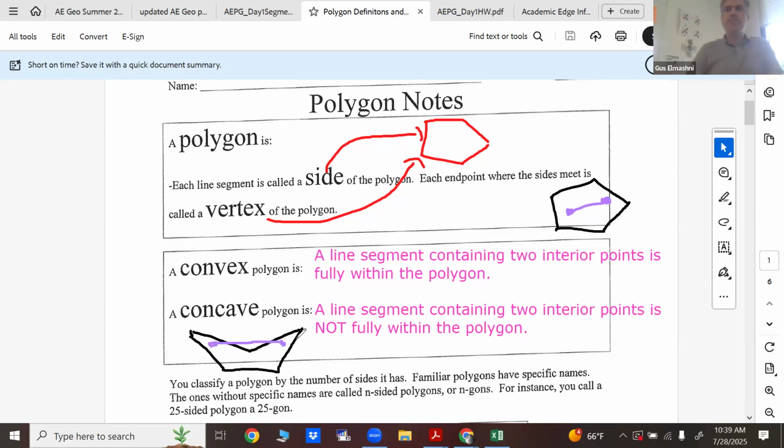Okay, when I connect those two dots, is that segment fully within the polygon? No. Notice how it caves in. That's why it's called concave. It's caving in. There's like a cavity, right? Think about when you have a cavity in your tooth, there's like a hollow part in your tooth, right? Or any cavity is like coming in, right? That's what's happening here. It's caving in.